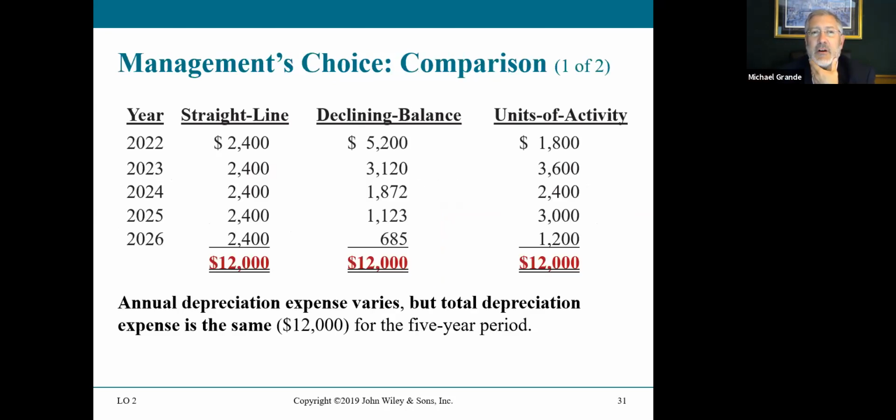Here's a comparison of the three methods: straight line, declining balance, and units of activity. You can see the straight line reveals an equal depreciation amount per year. The declining balance is an accelerated method, takes a majority of the depreciation up in the first couple of years, and then units of activity follows whatever level of activity you have. It ultimately results in the allocation of the cost of that asset over its useful life, a 5-year period.